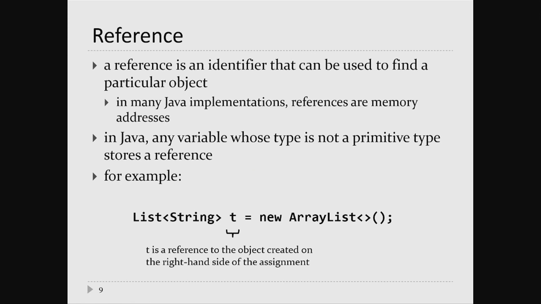So in Java, any variable whose type is not a primitive type stores a reference. So in this case, this variable t refers to some array list object. In other words, t stores the memory address of whatever object that is.